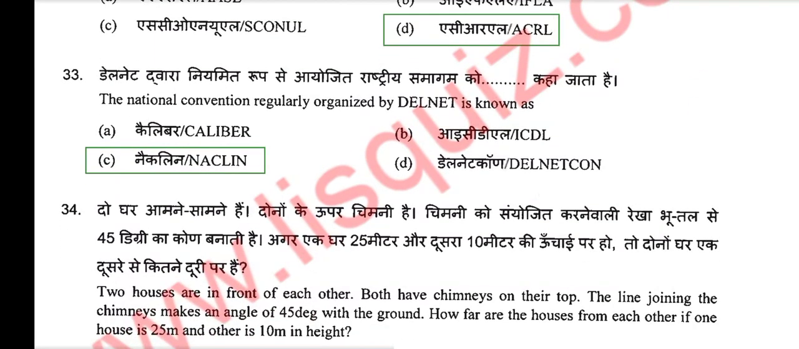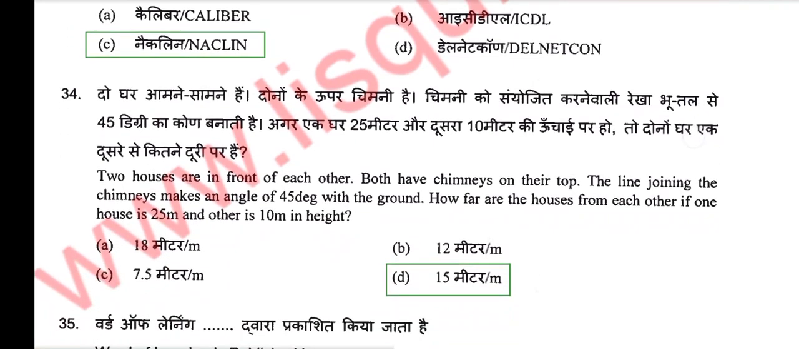Question 33 says that the national convention regularly organized by DELNET is known as, and we call it option number C, that is NACLIN.